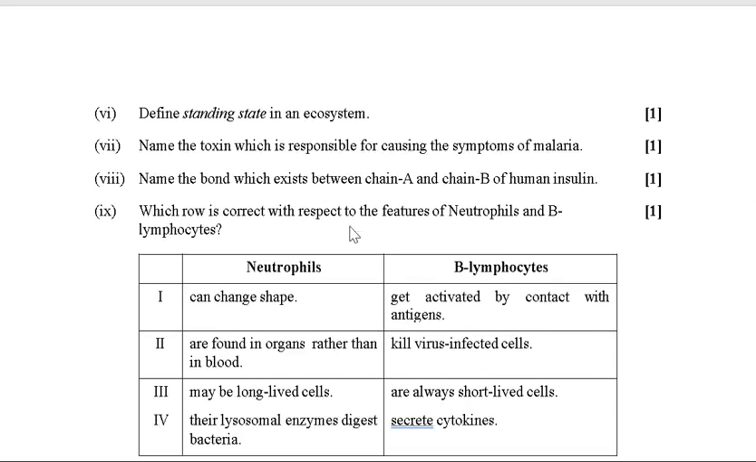Now come to the next question. Name the toxin which is responsible for causing the symptoms of malaria. Here the answer is hemozoin. H-E-M-O-Z-O-I-N. Hemozoin. This is the answer.